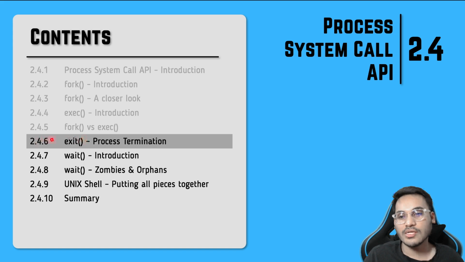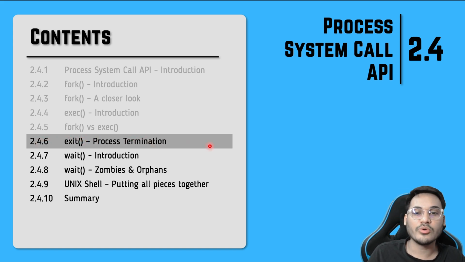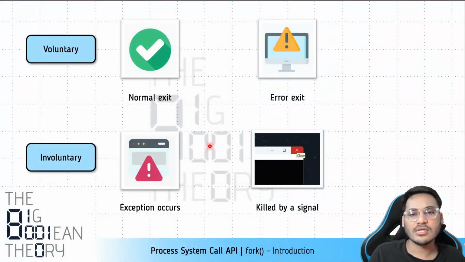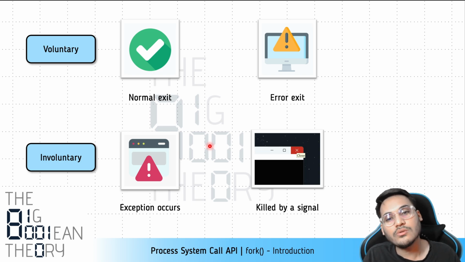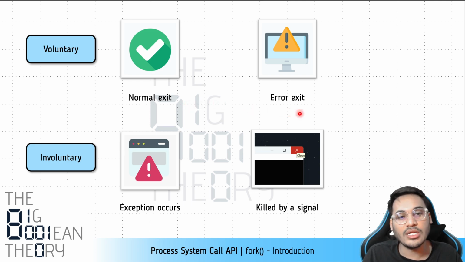In the sixth video, we talked about exit, the system call that exists for process termination, right? We discussed the different scenarios in which processes exit. There can be voluntary exit, there can be involuntary exit. In voluntary exit, basically the process is initiating the termination on its own. It could be due to a normal completion, or after encountering an error. The point is, in voluntary termination, the process is initiating the termination on its own.